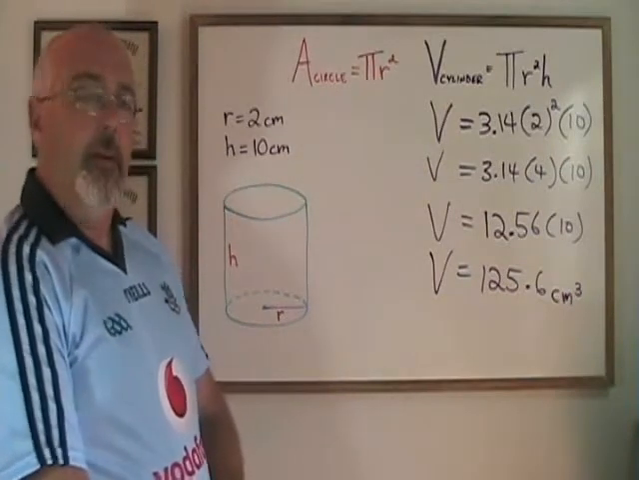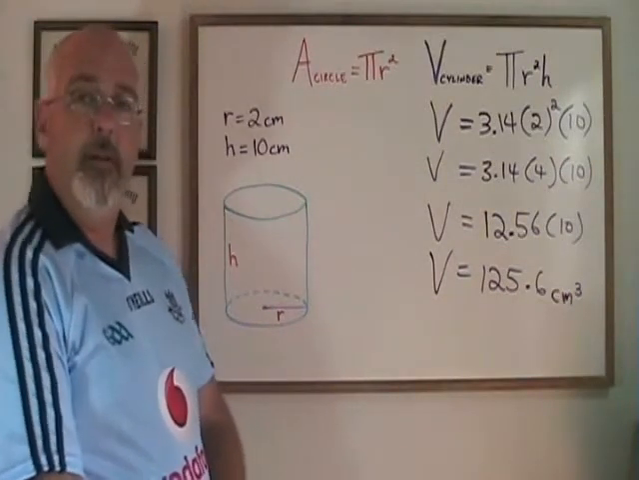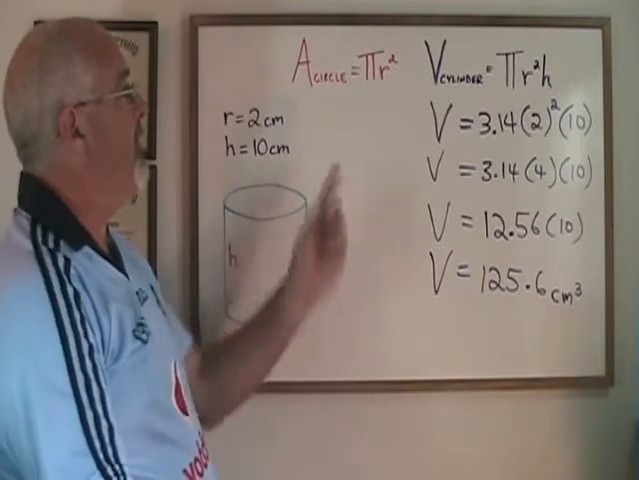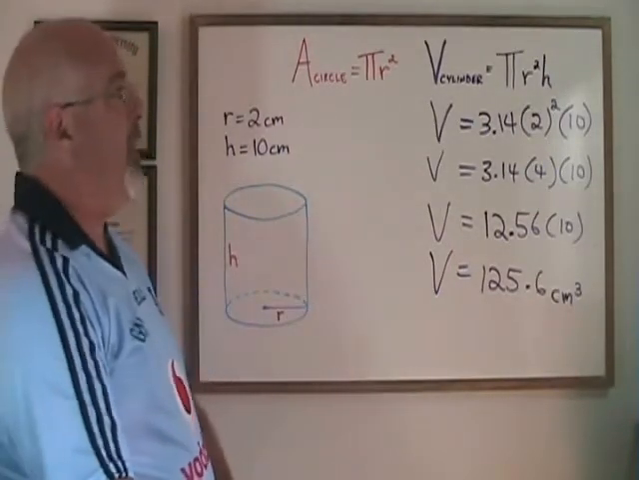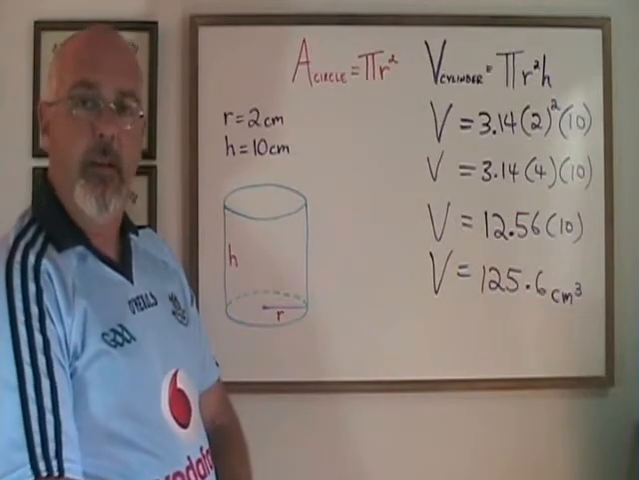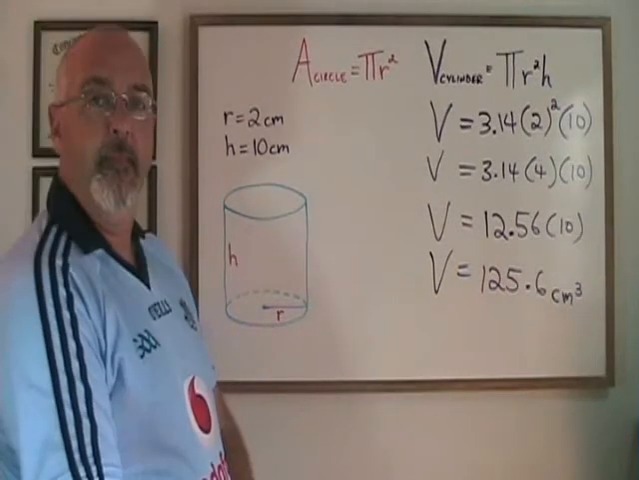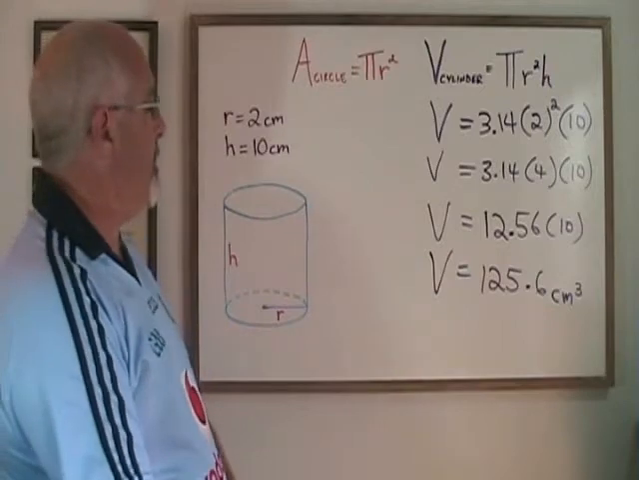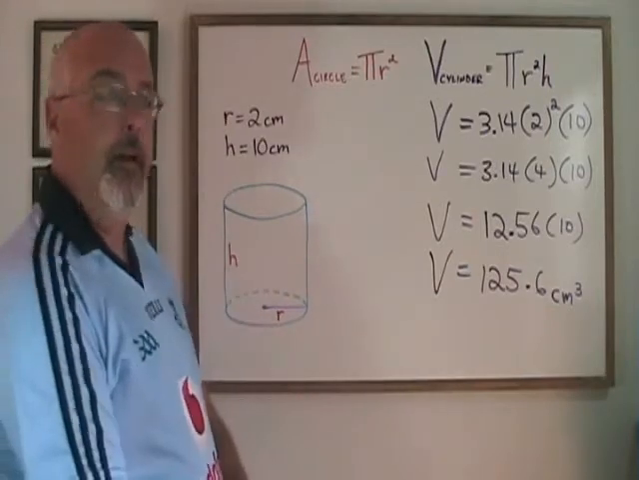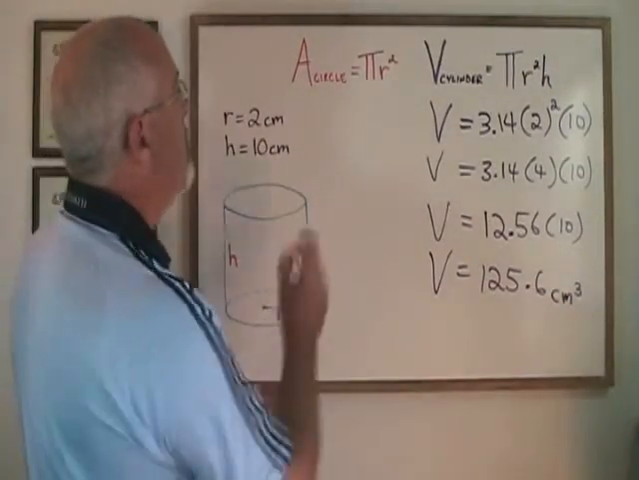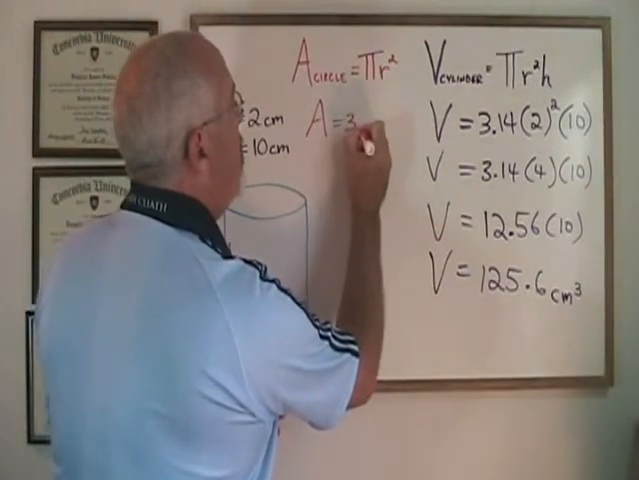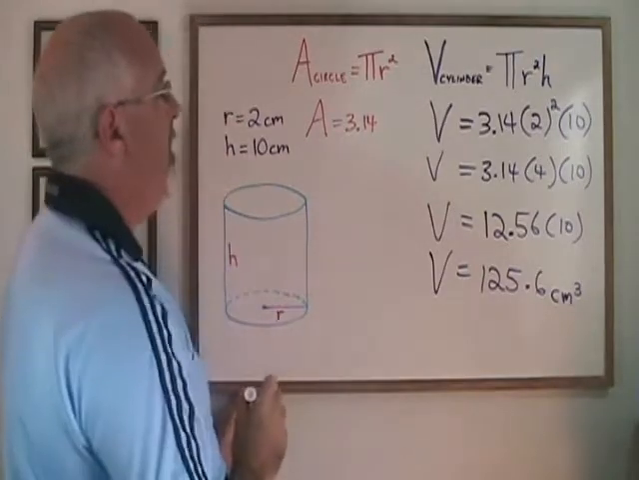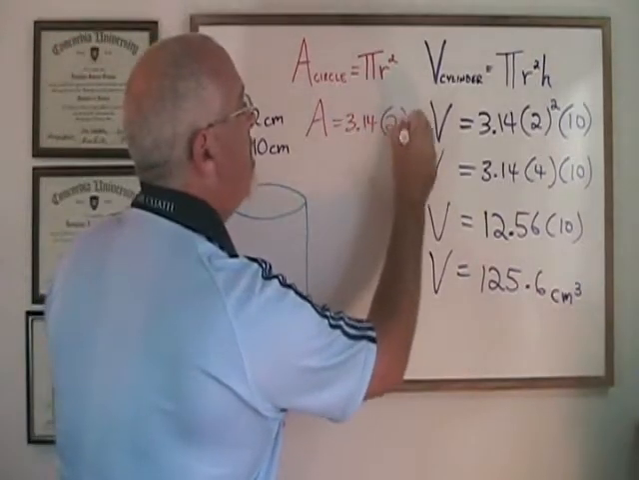The interesting thing about this formula is we don't have to memorize it. If we already have our area of a circle formula, pi r squared, memorized, then we can figure out the formula for volume of a cylinder when we need it. Let's find the area of the circle at the bottom of this cylinder. The radius is still 2, so the area formula becomes A for area equals 3.14 for pi times the radius 2 squared.